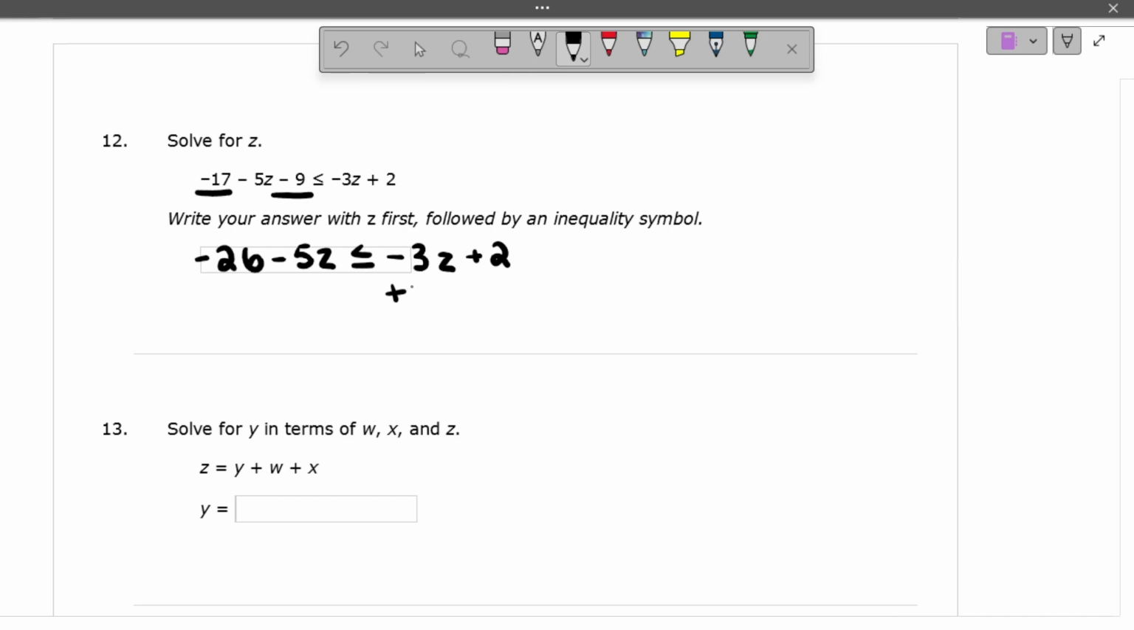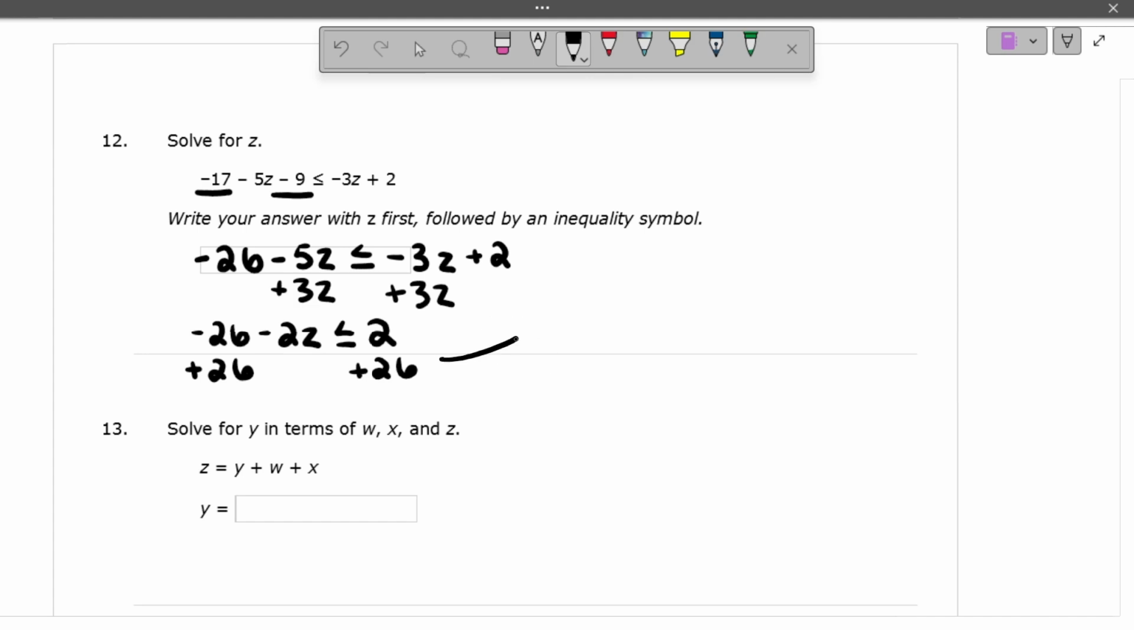So I'm going to add 3z to both sides to get negative 26 minus 2z less than or equal to 2. I don't need to actually write that plus sign. Just a 2. There we go. So now we're going to add 26 to both sides to get rid of it so that we can try to get our z as isolated as we can.